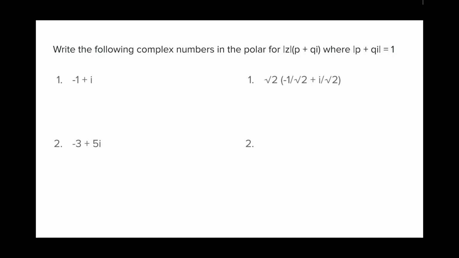Applying what we've just done to our second one, we have to do minus 3 squared plus 5 squared, which gives you 9 plus 25, which is 34, and you take the square root of that, which gives you the square root of 34. And doing what we did with the middle one, we're just going to divide through that. So we get the square root of 34 times (minus 3 over the square root of 34, plus 5 over the square root of 34 times i).